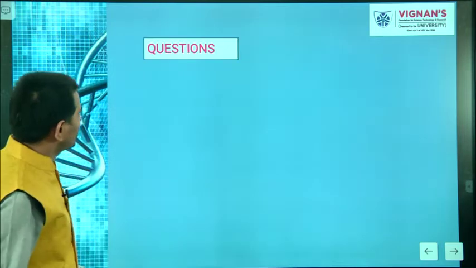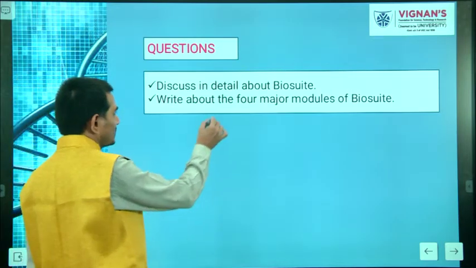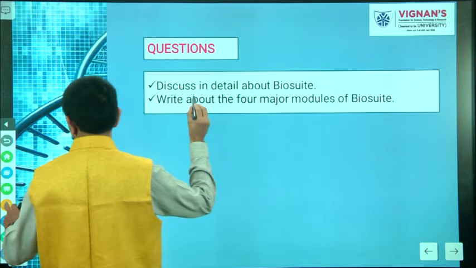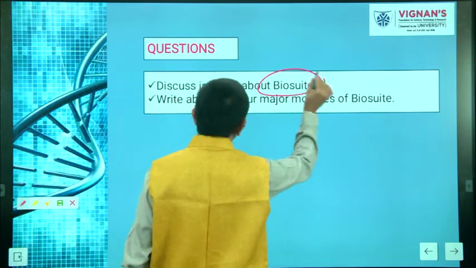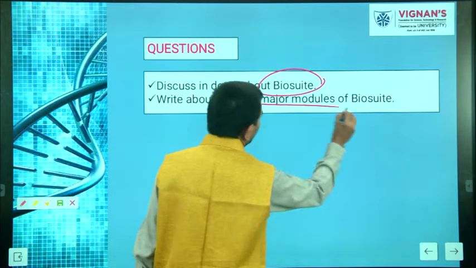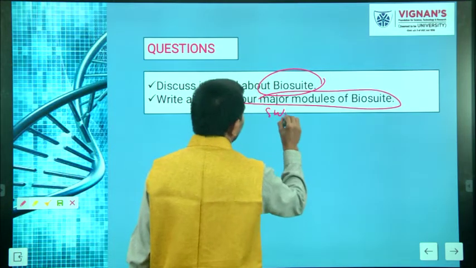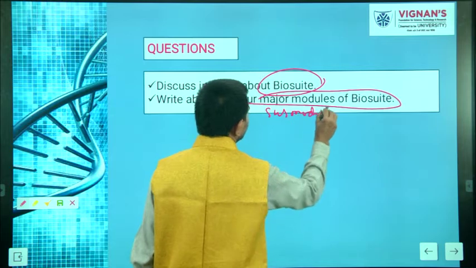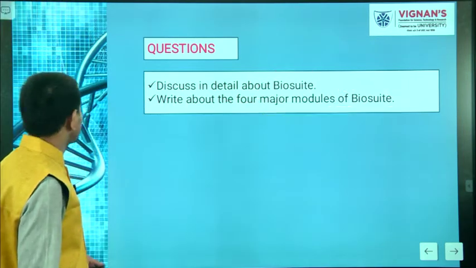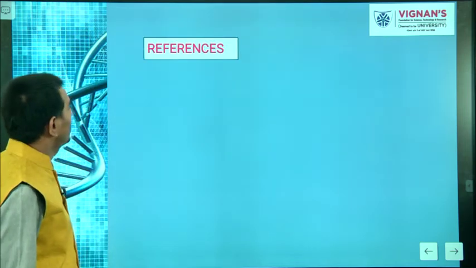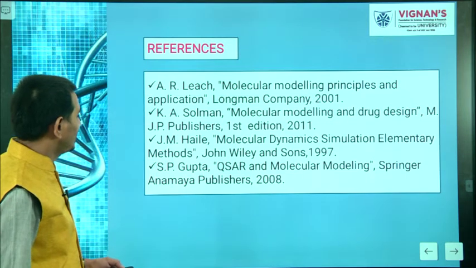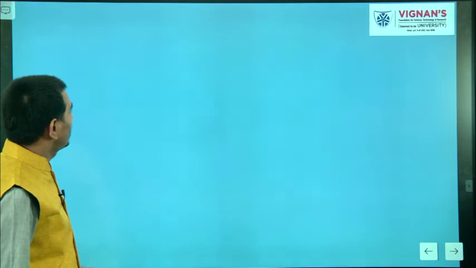So the possible questions in this topic. Here the student is expected to know this concept of Biosuite in detail, and at the same time the student is expected to know the 4 important major modules and again sub modules. Each major module is again subdivided into sub modules. So, these are all about the possible questions in this topic, and these are the references, standard books for this: molecular modeling by R. Leach. These are the standard books.